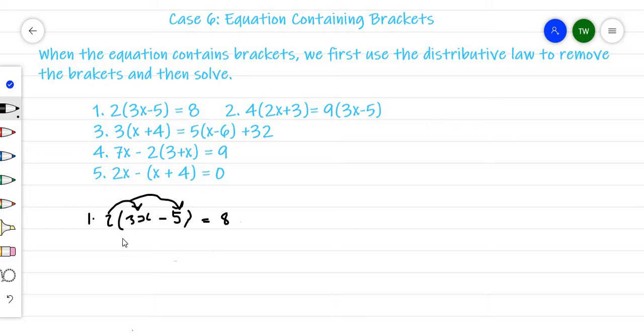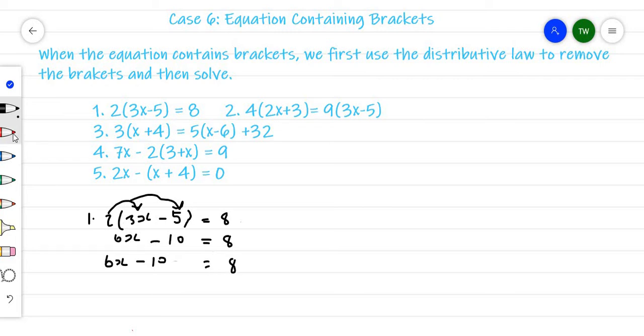So 2 times 3x, that's going to give me 6x. And 2 times minus 5, that's going to give me minus 10, which is going to equal to 8. Now, in order to determine the value of x, here I have minus 10. I need to get rid of this minus 10. So what I can do is to add 10 to both sides. So I'm going to write back what I have, which is 6x minus 10.